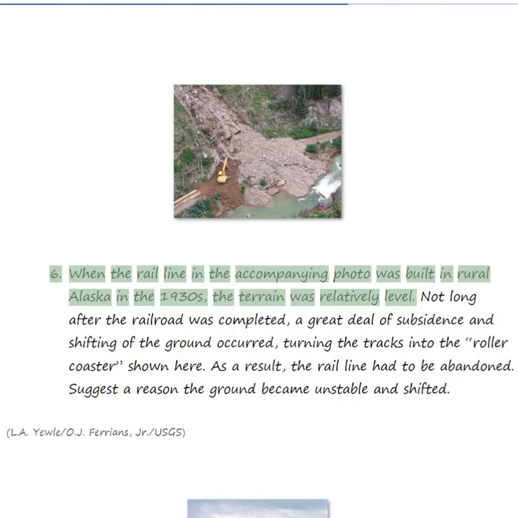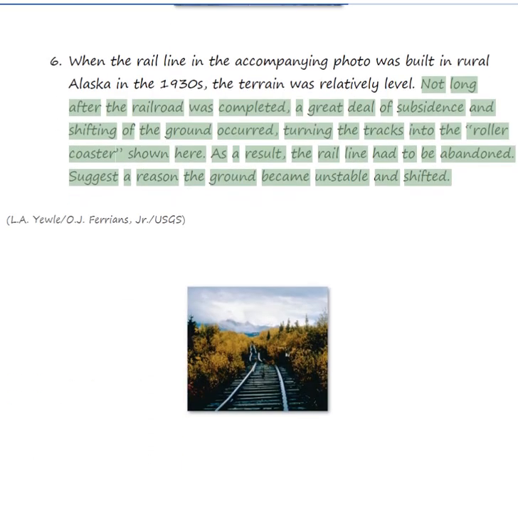6. When the rail line in the accompanying photo was built in rural Alaska in the 1930s, the terrain was relatively level. Not long after the railroad was completed, a great deal of subsidence and shifting of the ground occurred, turning the tracks into the roller coaster shown here. As a result, the rail line had to be abandoned. Suggest a reason the ground became unstable and shifted.